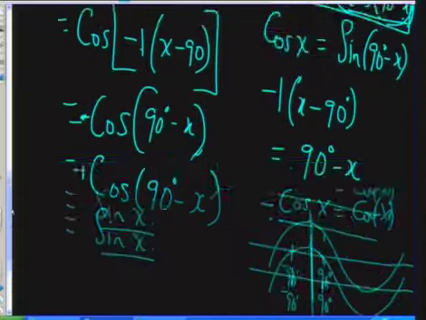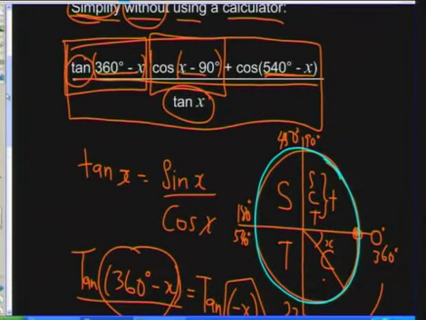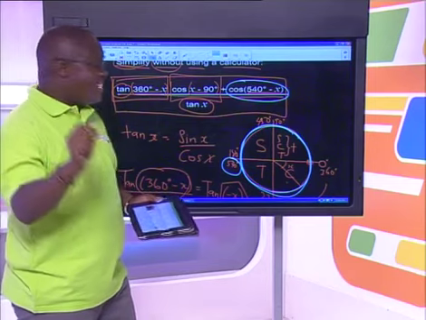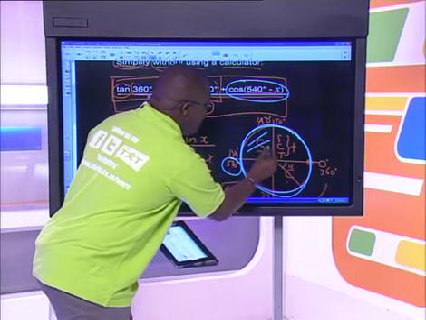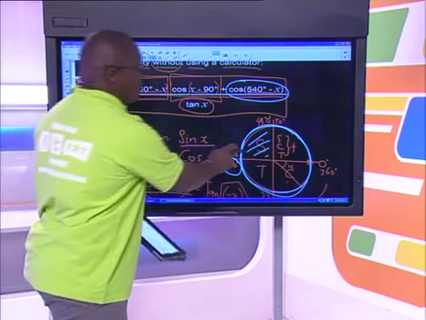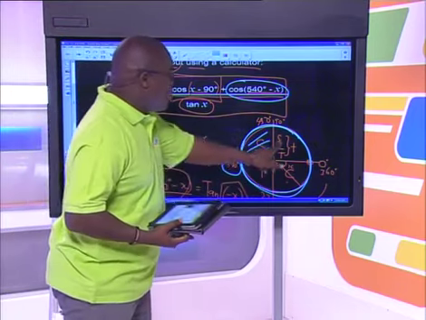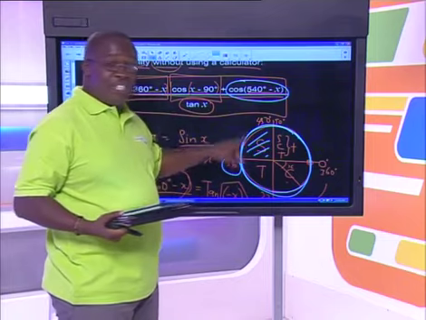Now let's go to the next one, which is cos 540 minus x. I'm still using my circle here. 540 is there at the boundary of the second quadrant. Now we've got 540 and we're subtracting x. Remember, x is less than 90 degrees, so it's going to fall within the second quadrant. And in the second quadrant, is cos positive or negative? From our rules, it tells us that only sine is positive.